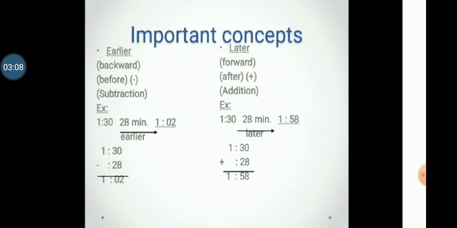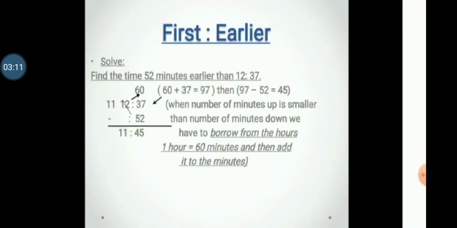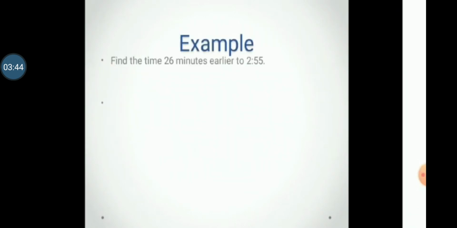I hope you all know that in subtraction, if the minutes up are smaller, then we have to borrow from the hours, like you are watching in this example. Then we have to give that hour to the minutes, and after that we have to subtract the minutes from the total minutes. Here we have 37 minutes up and that is smaller, and 52 minutes is smaller, so 60 minutes will be added to that.